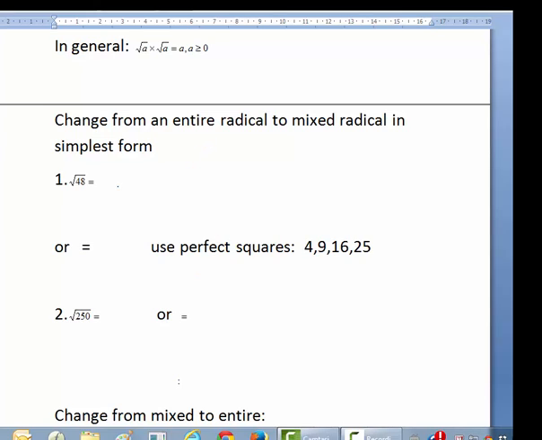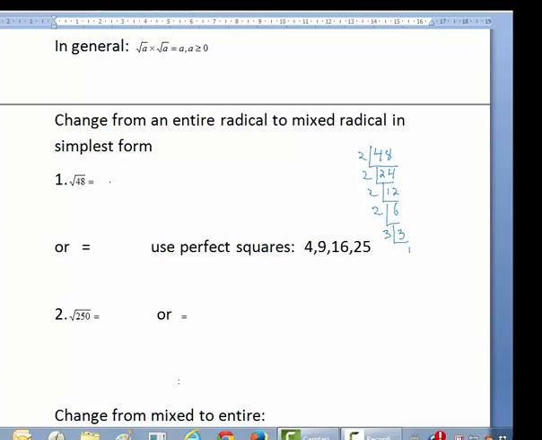When we change from an entire radical to a mixed radical in simplest form, we want to take the root of 48 and express it now as a mixed radical. And there are two approaches to this. I will go over it again. If we want to, first of all, prime factor 48, 2 goes into 48, remainder 24, another 2, remainder 12, another 2, remainder 6, another 2, remainder 3, and finally 3, remainder 1.